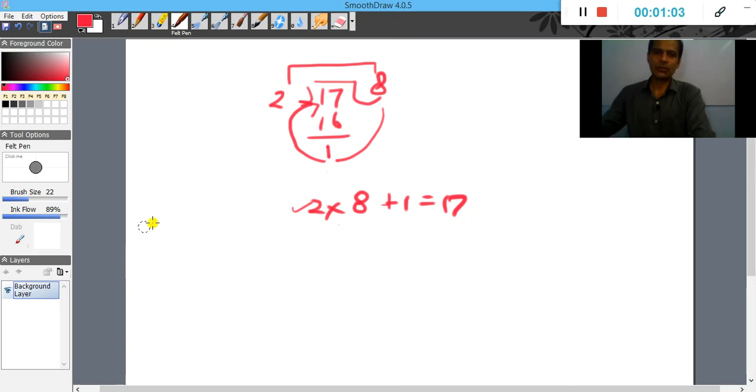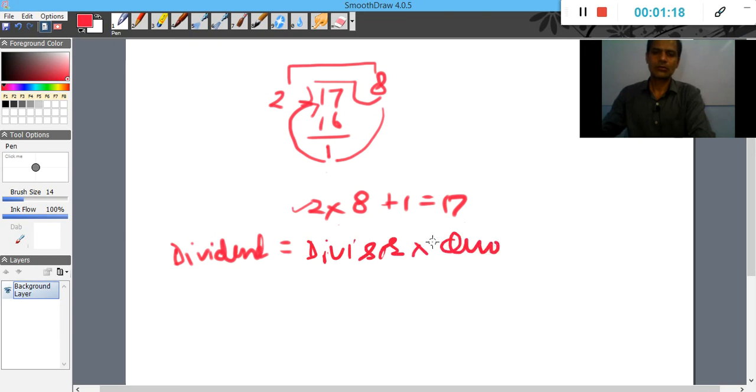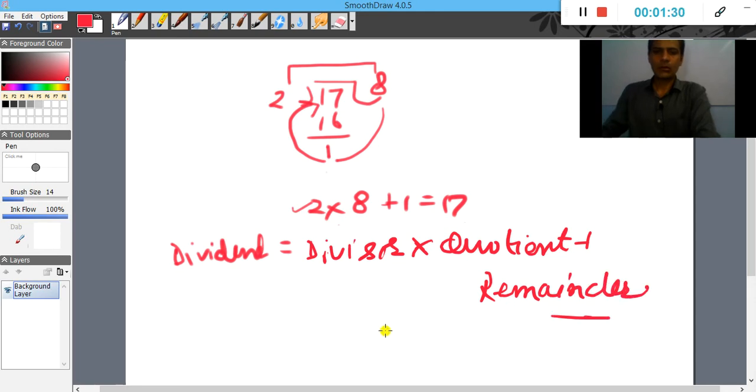Now I am going to write the property. So this can be written as dividend equals divisor into quotient plus remainder. Okay, now this property is followed by every division, whether the remainder is 0 or not.